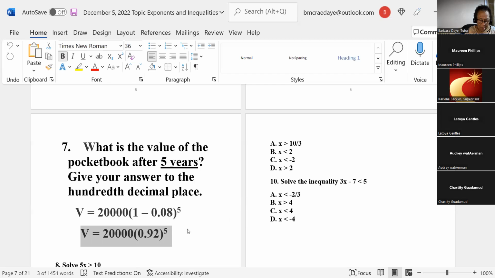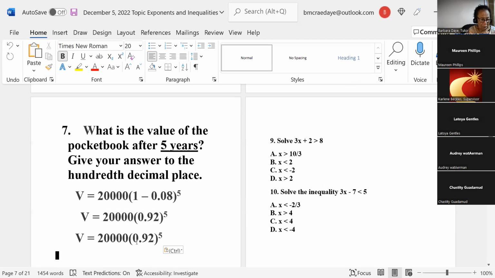How did you get the value of the pocketbook? How did you get 18,000? 0.92 to the 5th. Sorry, it's 13,181.63. Yeah, I think that's correct. So this 0.92 to the 5th power, you should have gotten 0.65908.